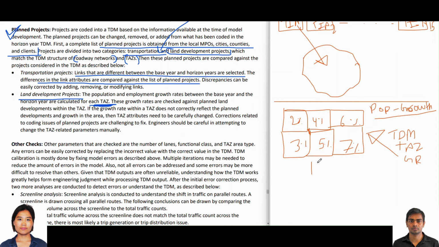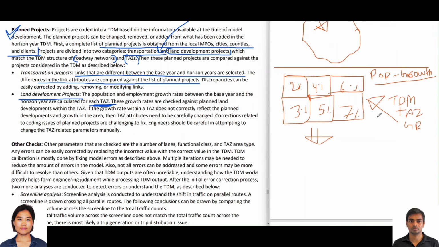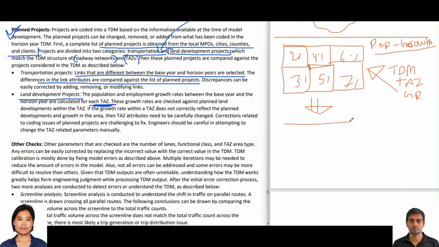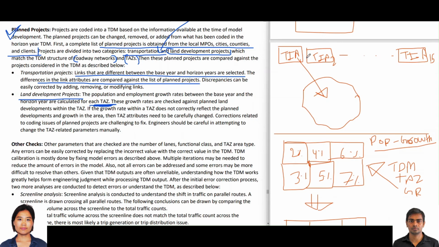We can do the exact same thing for employment. Usually we do not look only at population. Whenever we are looking at population, we always also look at employment. And let's say some percentage here, similar to population, we calculated these percentages. Now what we can do is, based on this TIS, we can figure out how much growth we are expecting in the area on top of the background growth.